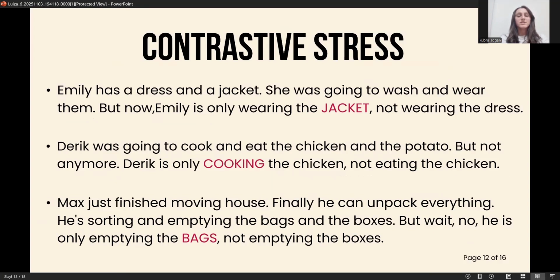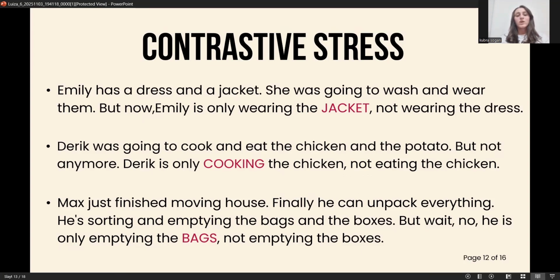And contrastive stress. Let's read the sentences with contrasting two words. Emily has a dress and a jacket. She was going to wash them and wear them, but now Emily is only wearing the jacket, not wearing the dress. You can hear that I stressed the jacket. Derek was going to cook and eat the chicken and the potato, but not anymore. Derek is only cooking the chicken, not eating the chicken. I stressed the word cooking.